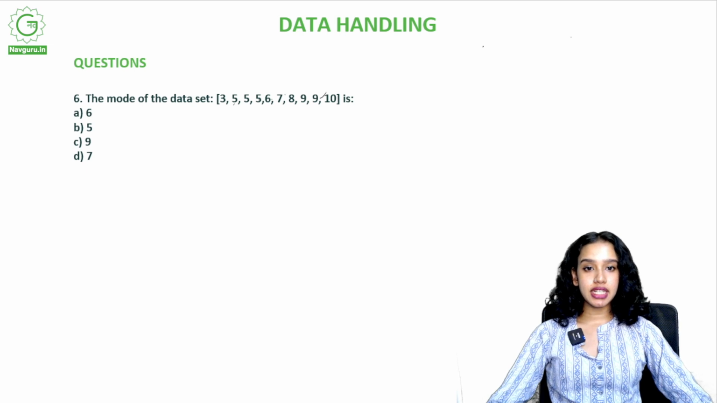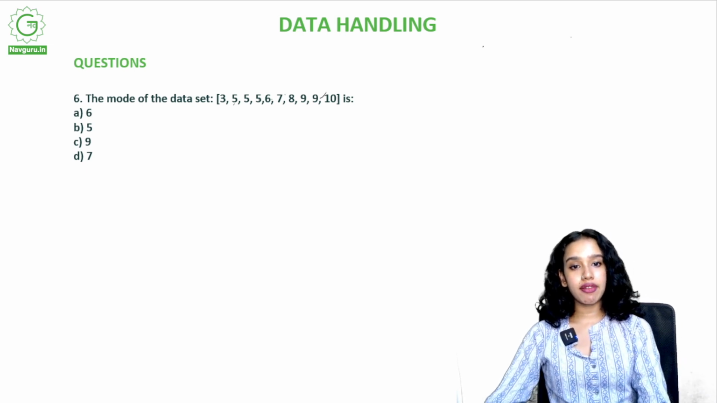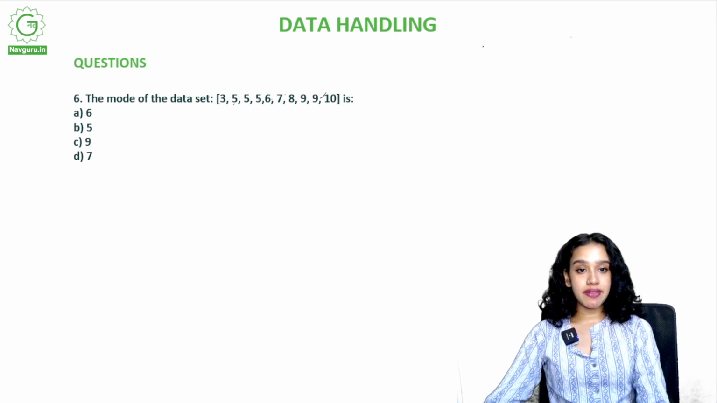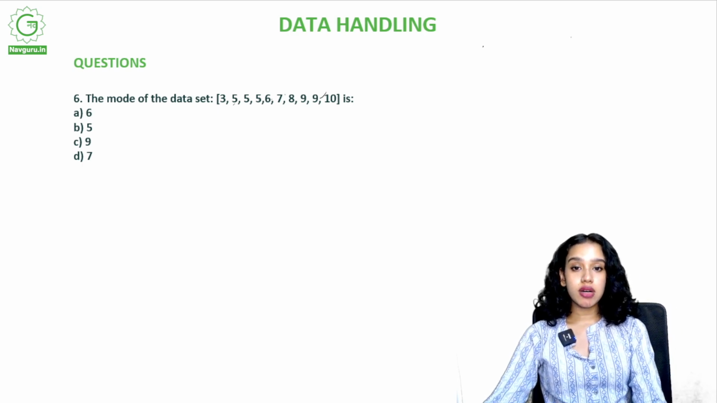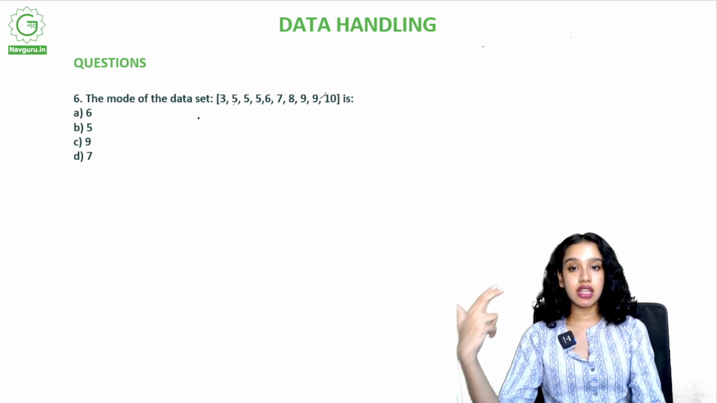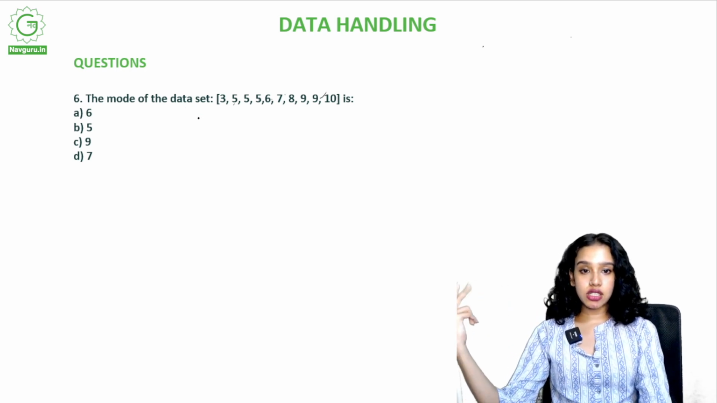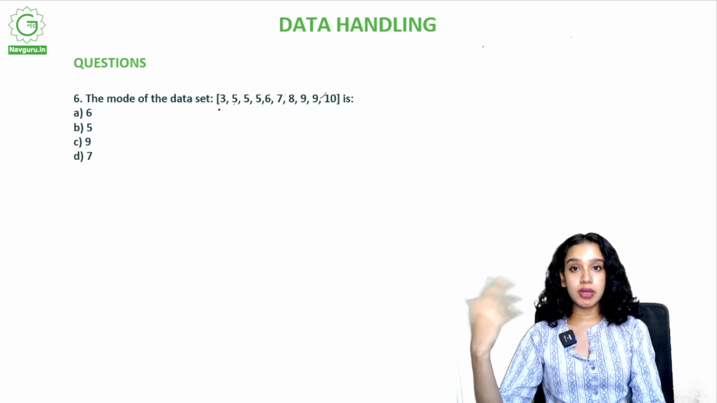The mode of the data set 3, 5, 5, 6, 7, 8, 9, 9, 10 is? So what is the mode of a number? A mode of a number is the number or data which repeats itself more often in a data set. So which is the number which repeats itself more?